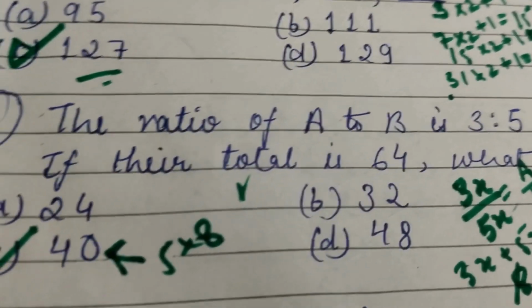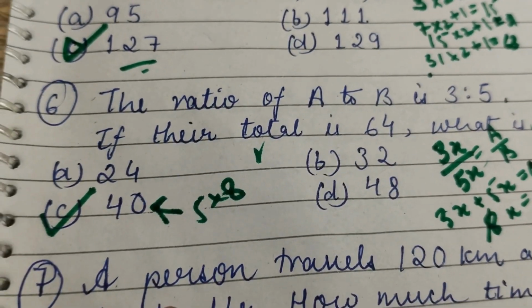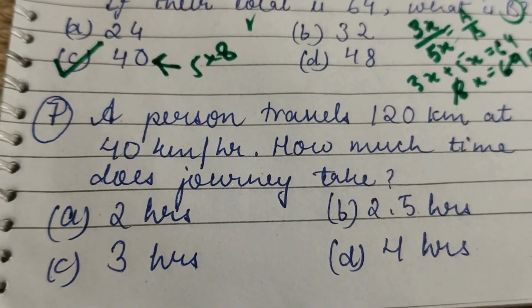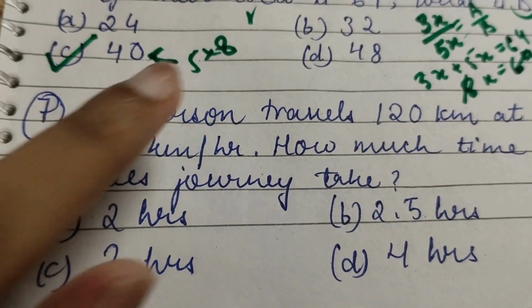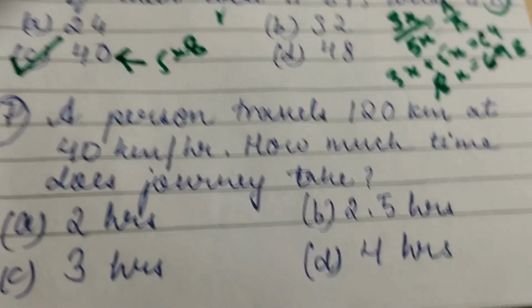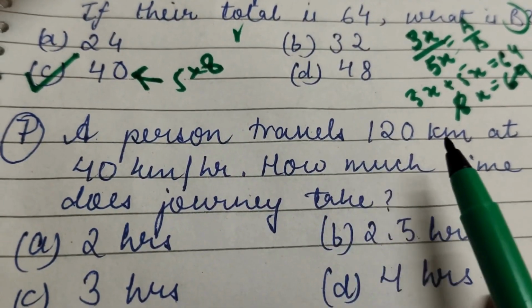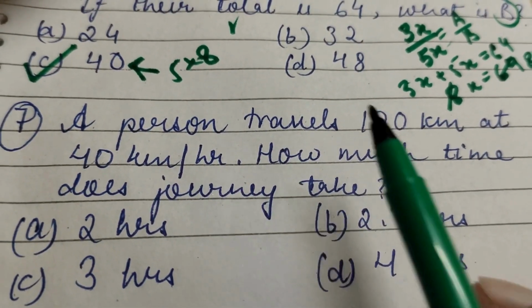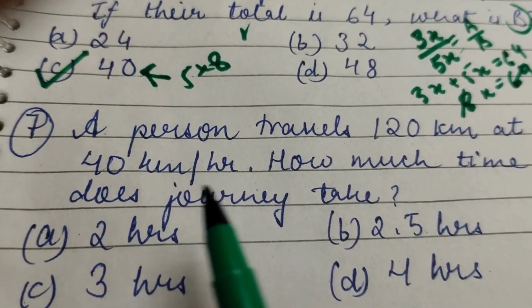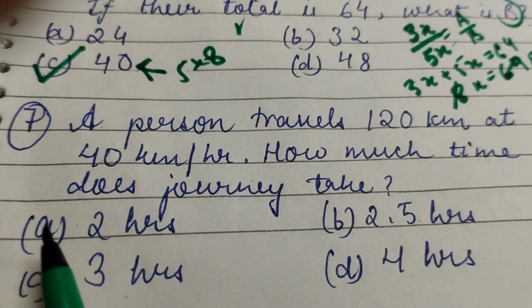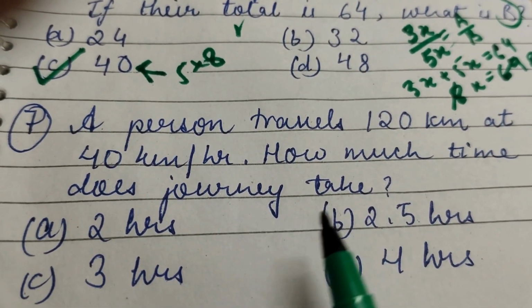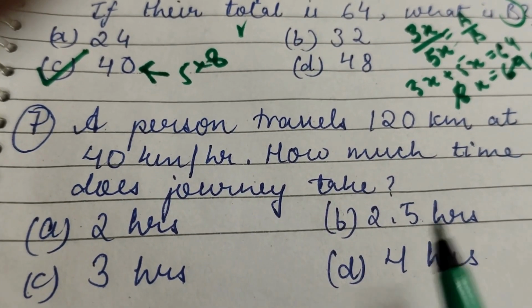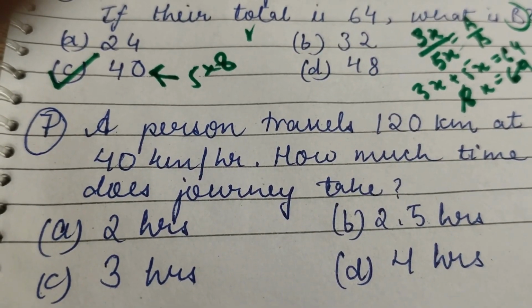So now let's move on to the next one. It says a person travels 120 km at 40 km per hour. How much time does the journey take? A 2 hours, B 2.5 hours, C 3 hours, or D 4 hours?